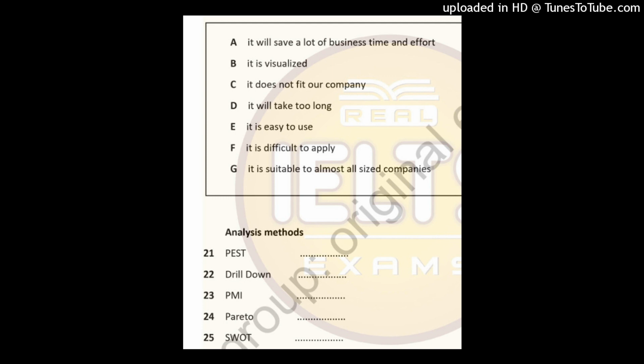Section 3. First, you have some time to look at questions 21 to 25. Now listen carefully and answer questions 21 to 25.